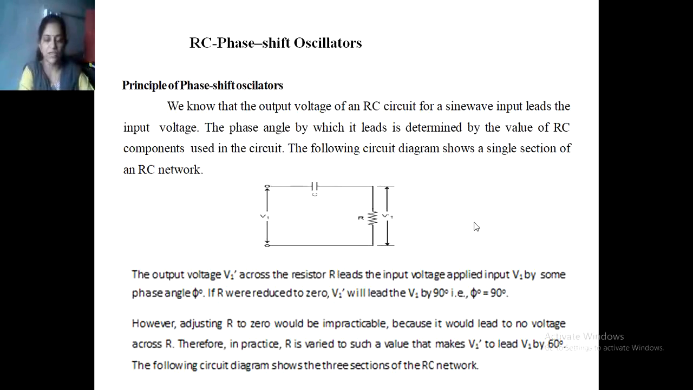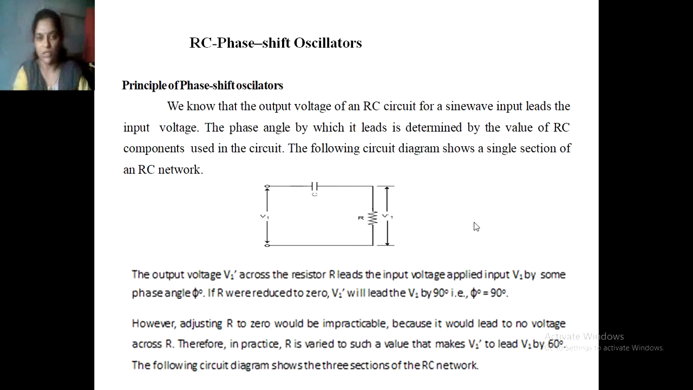If R were reduced to 0, V1' will lead V1 by 90 degrees, that is, phi is 90 degrees. However, adjusting R to 0 would be impracticable because it would lead to no voltage across R. Therefore, in practice, R is varied to such a value that makes V1' lead V1 by 60 degrees. The following circuit diagram shows the 3 sections of the RC network.